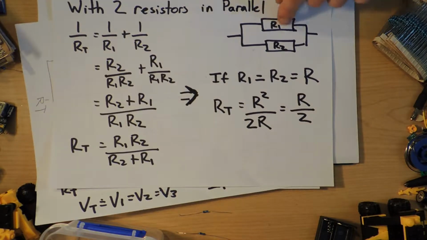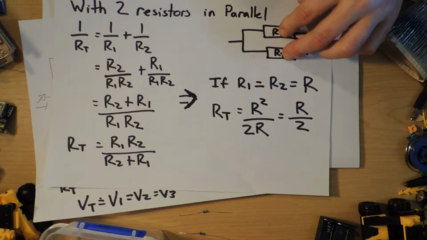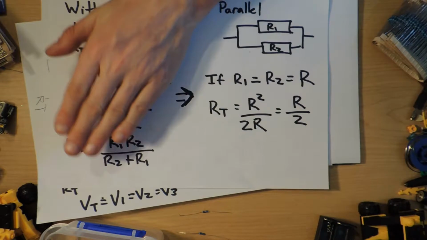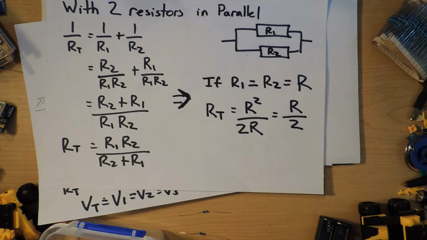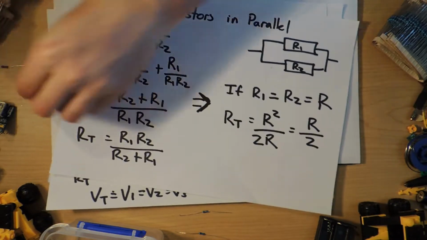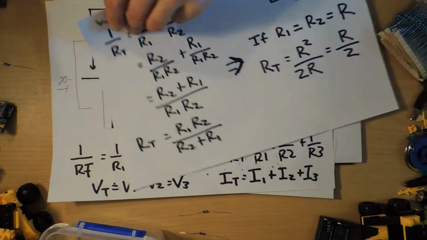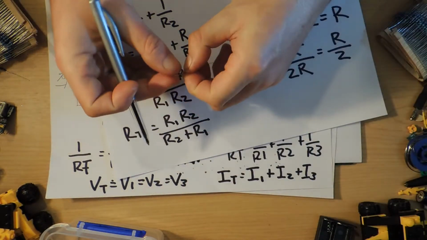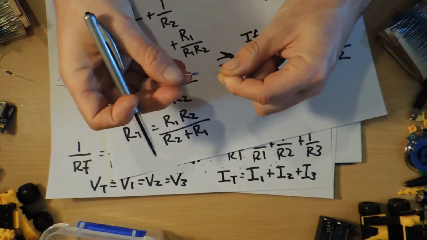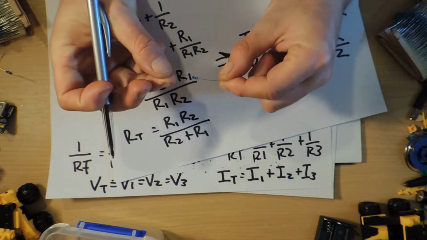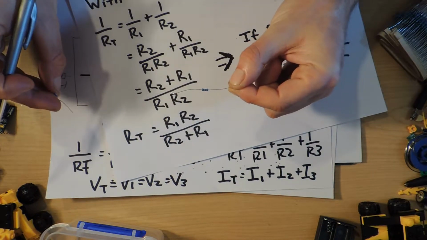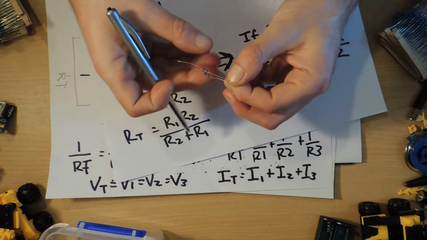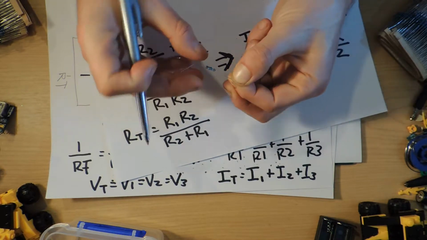So that's one intuitive thing: if the resistances are the same, you don't have to care about the math. You've just halved the total resistance going through. So if you have, in this case here, a 10,000 ohm resistor, and I wanted a 5,000 ohm resistor, well, if I put two of them in parallel, I've got a 5,000 ohm resistor.